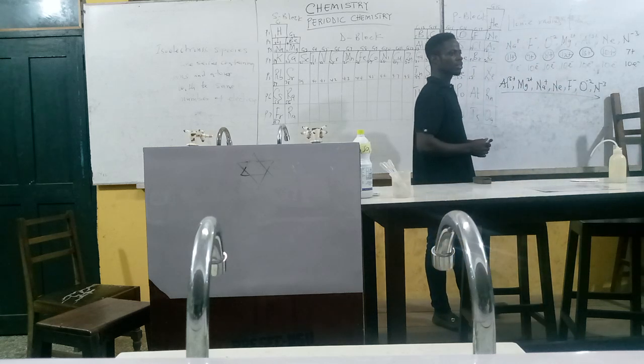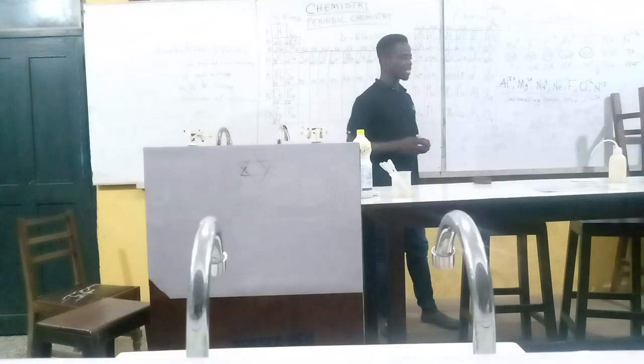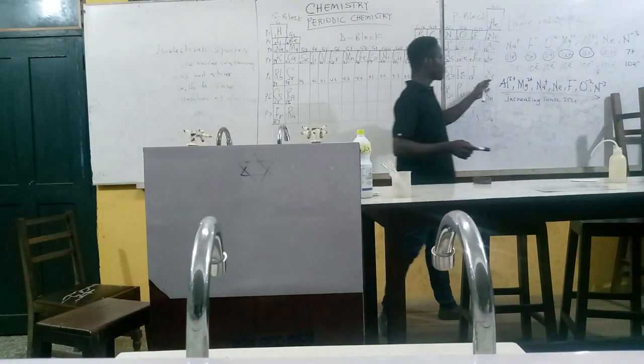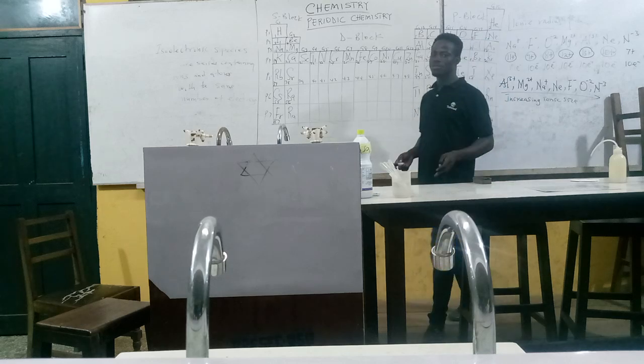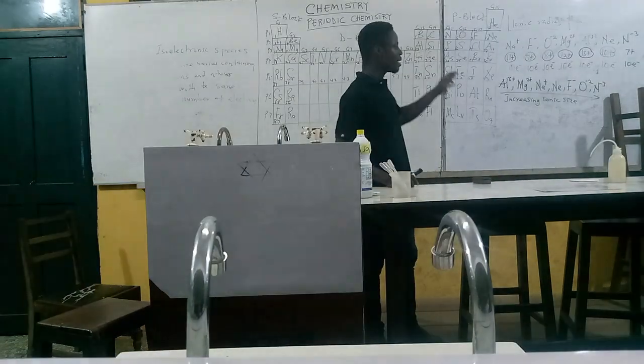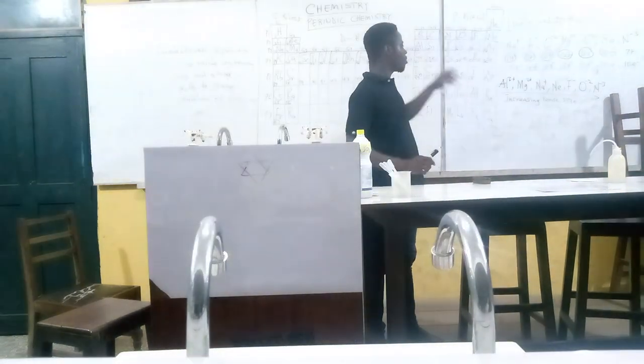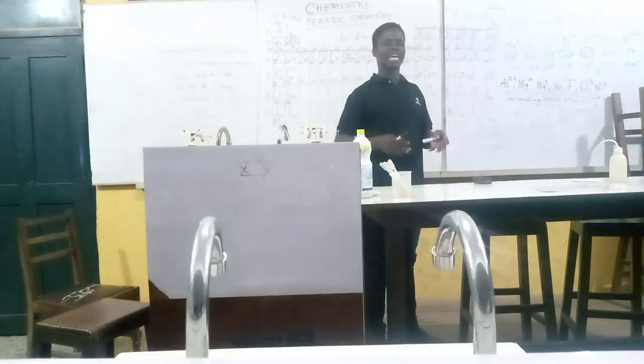This arrangement is called increasing ionic size. Increasing means from the smallest to the biggest. So it means N minus 3 is the biggest in terms of size. So this is how the arrangement is done. If you are asked to arrange the following in increasing ionic size, give reason.